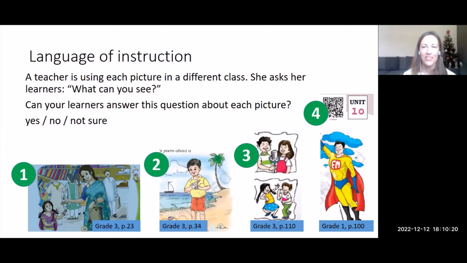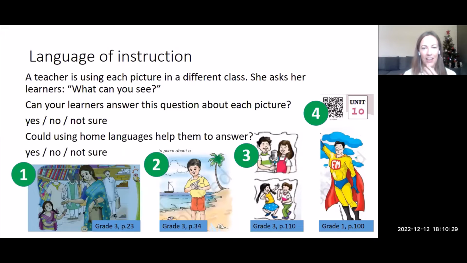Okay, so let's talk about these. Why am I asking you this question? Well, let's give another one. If you think for any of these your learners might be a bit hesitant, do you think that using home languages might help them to answer? So if for any of these you think your learners might struggle to answer in English, could using home languages help them?